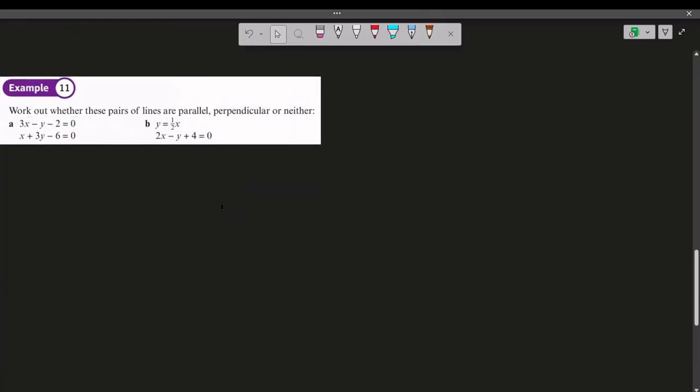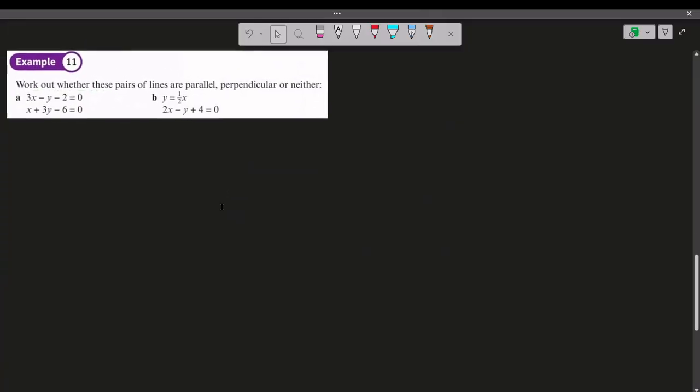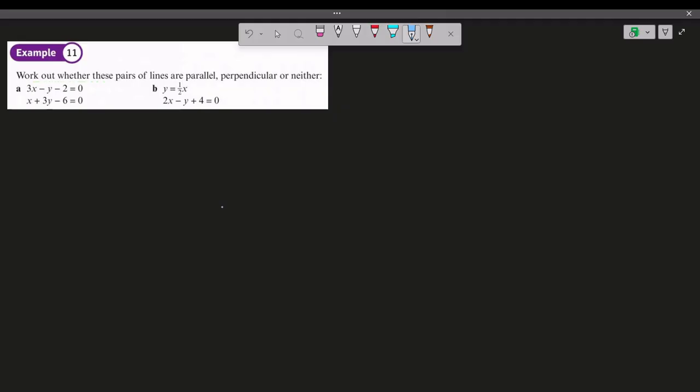Work out whether these two lines are parallel, perpendicular, or neither. Let us understand case 1. Line 1 is 3x minus y minus 2 equals 0. Let us write it in y equals mx plus c form, so that we can directly get the gradient. Here y equals 3x minus 2. So your gradient m1 is 3. Yes. Okay.